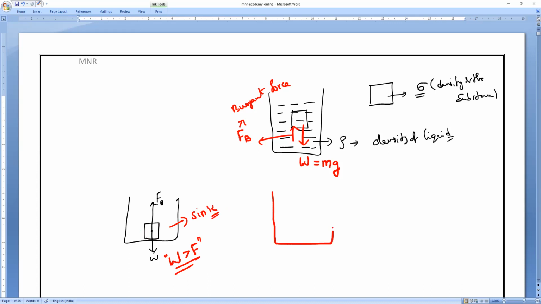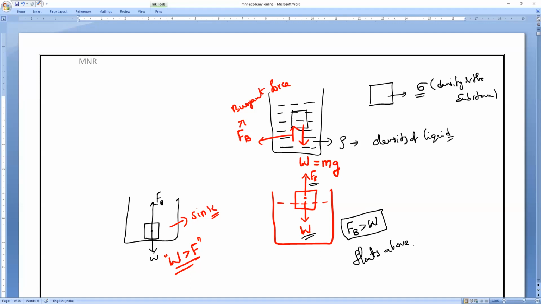Next, another case: the object is floating above the surface. Again the weight of the object is W and the buoyancy force is upward. Now it is floating above the surface. So which is greater, the buoyancy force or the weight of the object? The buoyancy force. So the buoyancy force is greater than the weight of the object, so it will float above the surface. That is what you have to remember.